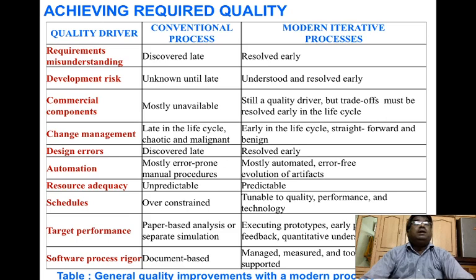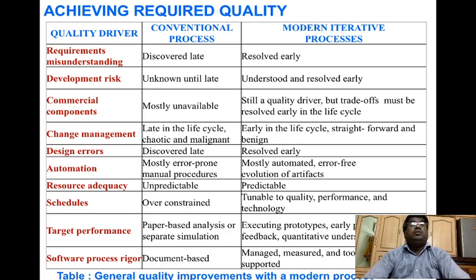First, quality driver: requirements misunderstanding. Requirements are misunderstood or misplaced in the conventional process and discovered late, whereas in the modern process they are resolved early. If any requirements are misplaced or misunderstood, that can be resolved quickly in the modern approach. In case of conventional, it will be identified very late. That is the first one.